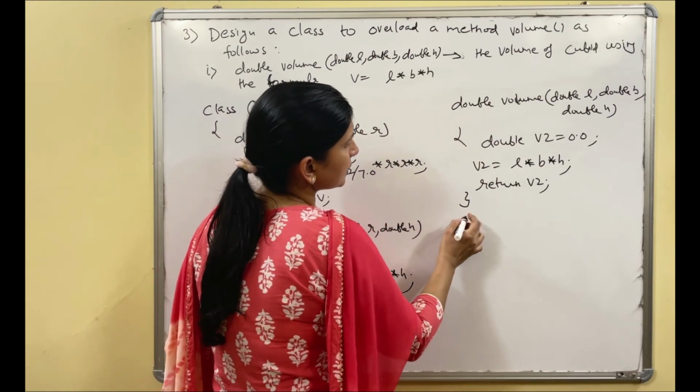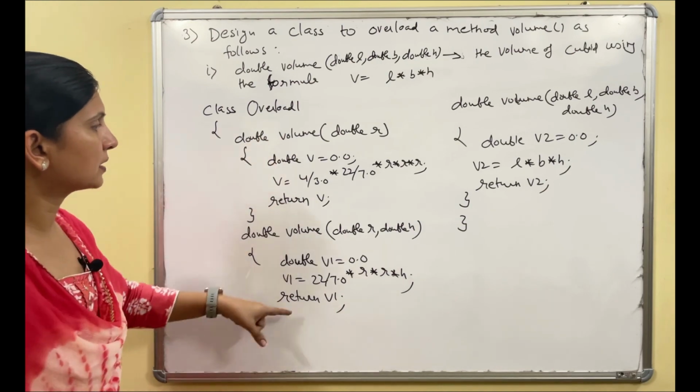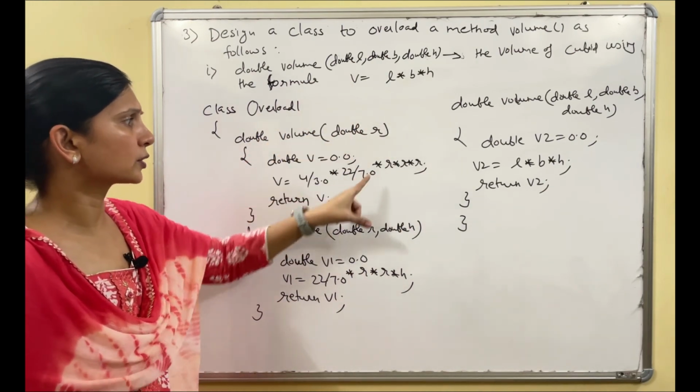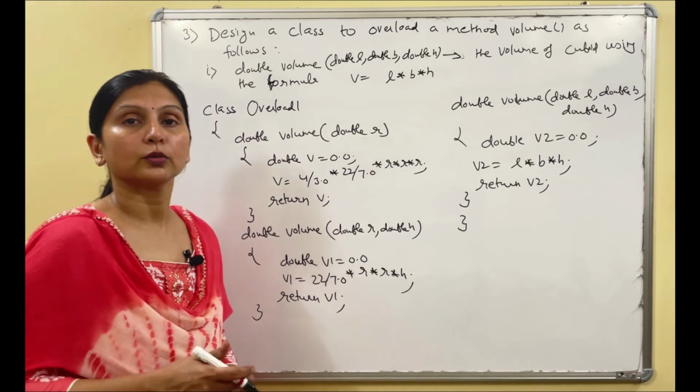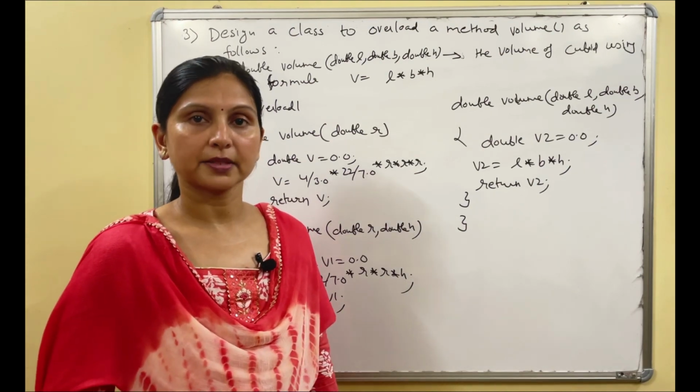This is the function closing and this is the class closing. So this is a class having the function volume with different parameters. Everything is given, you just need to write systematically. Fine. So I hope now you have got some idea about the programs that come in the exams.